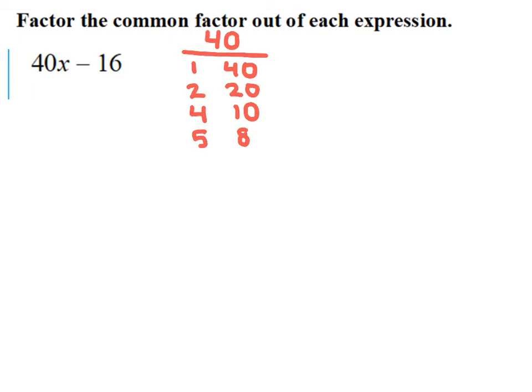Now for 16, if I do 16 divided by 1, I get 16. 16 divided by 2 gives you 8. 16 and 3 don't divide, and then 16 divided by 4 gives you 4. So the greatest common factor between these two sets of numbers is 8.